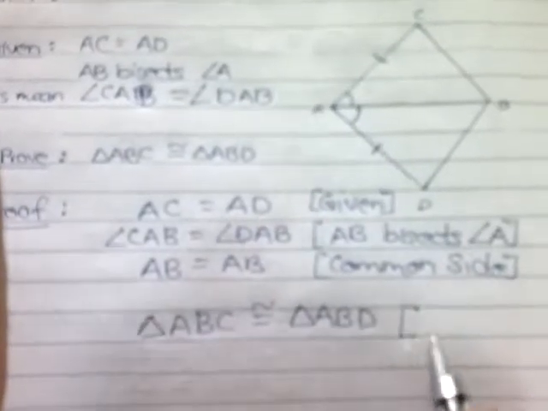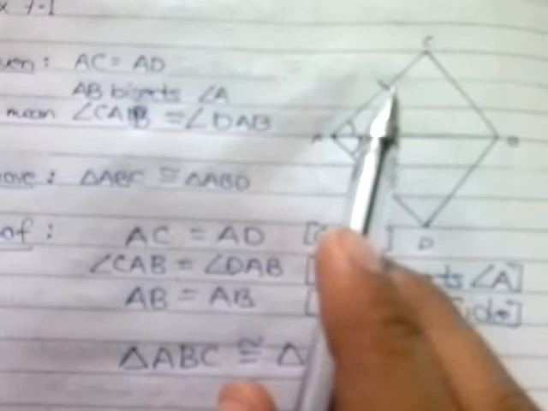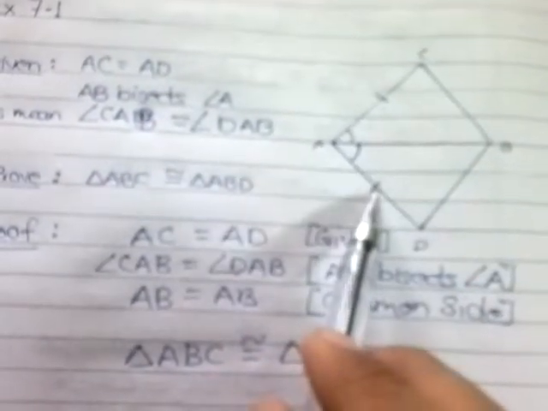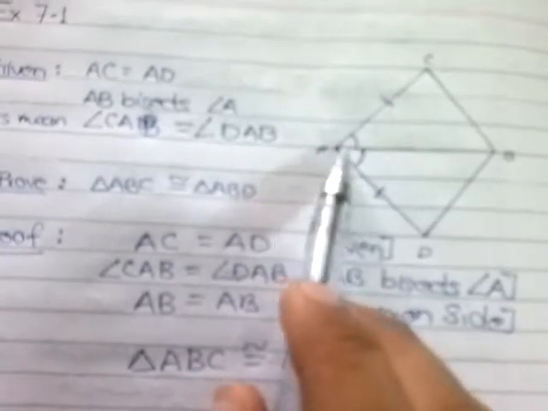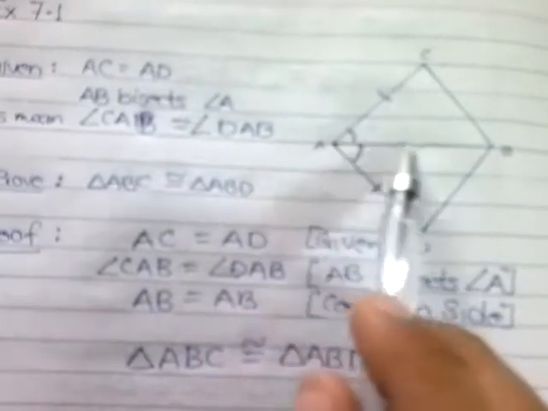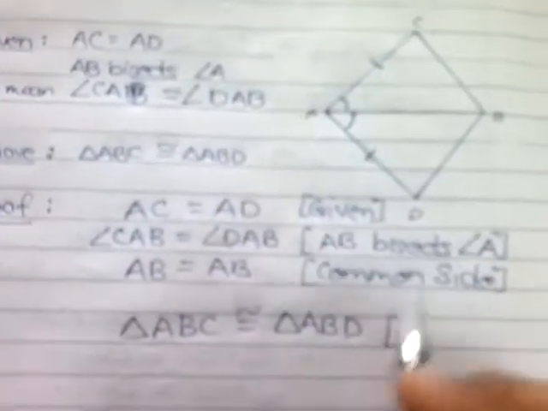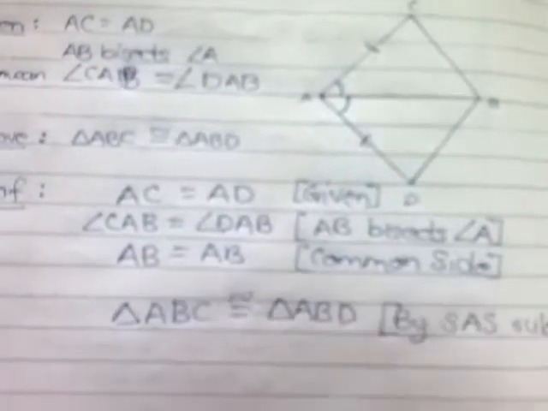And which property do you use here? You are using the side angle side property, because you are proving that these two sides are equal, and then you are proving that these two angles are equal, and finally you are proving that AB is common, which means that AB is equal to AB. So side, angle and side, right? So that is by the SAS rule.